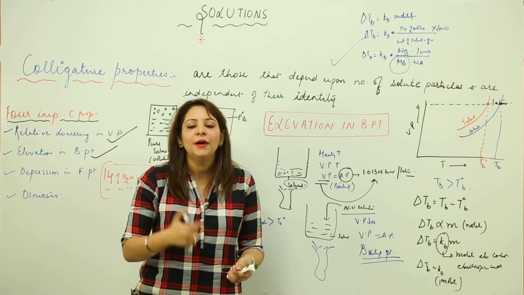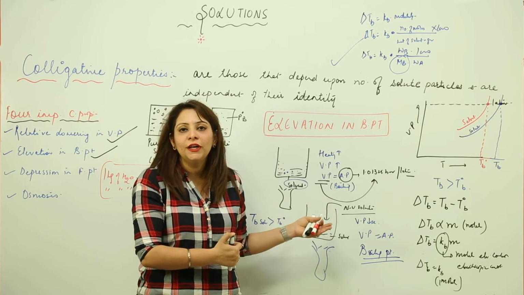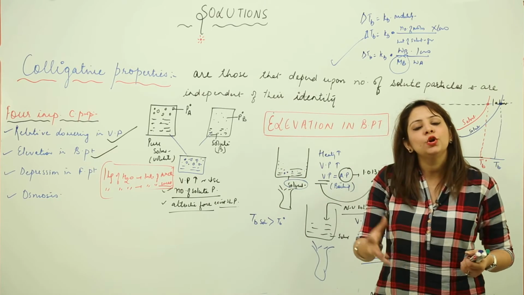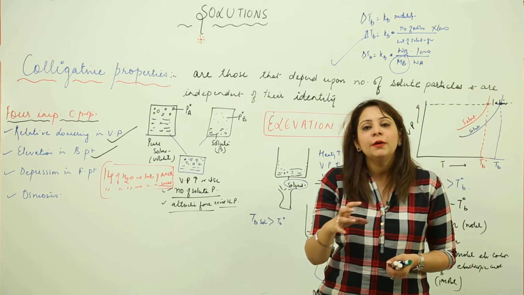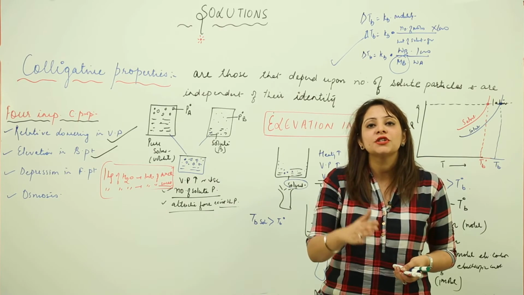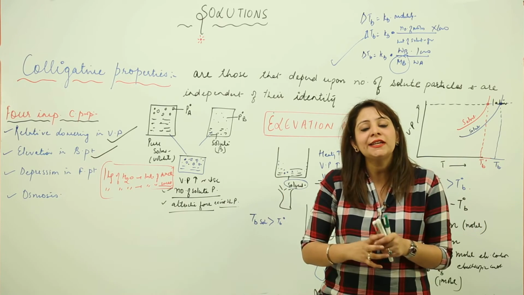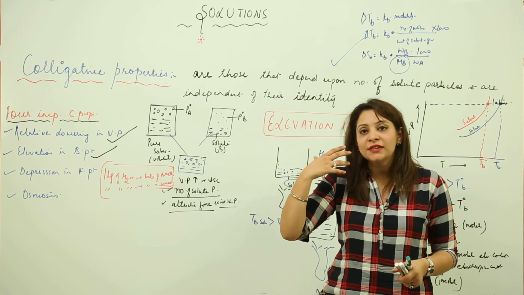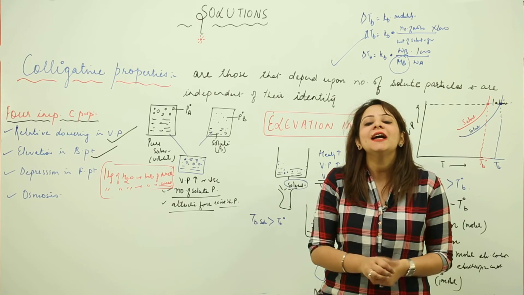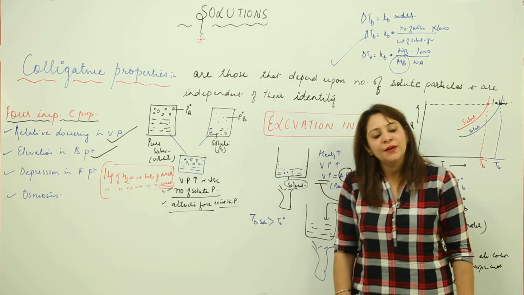If somebody asks me in a numerical to calculate it with the given elevation in boiling point, I can do it this way. So this is what I want to explain: whenever a non-volatile solute is present in a solvent, it decreases the vapor pressure, and we know that boiling occurs when the vapor pressure becomes equal to the atmospheric pressure, right? So we need to supply more heat. More heat means it will take more time for the vapor pressure to become equal to the atmospheric pressure. So our boiling point is going to get elevated. That is the elevation in the boiling point.